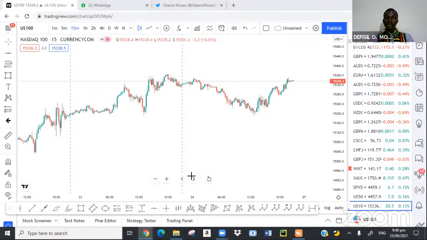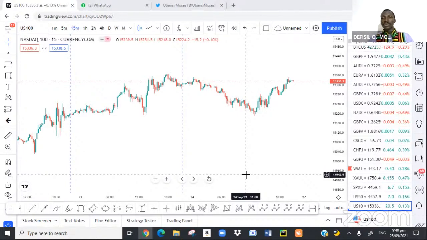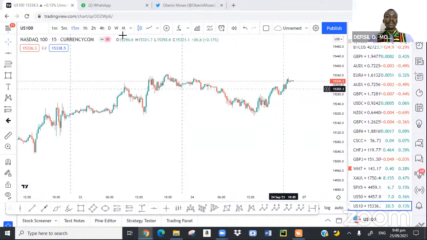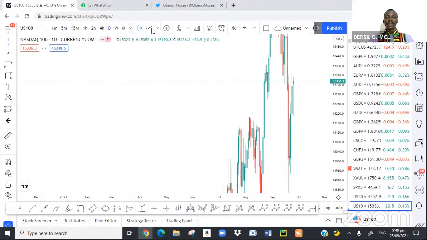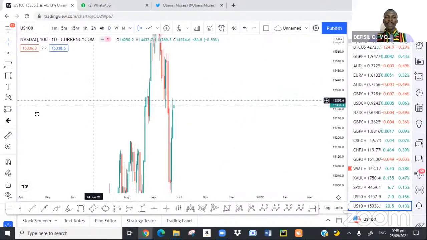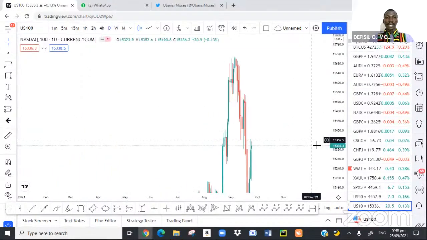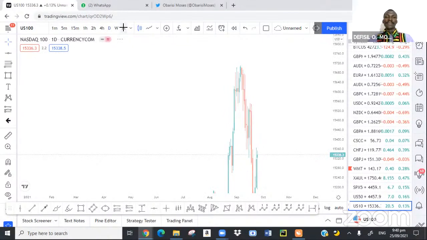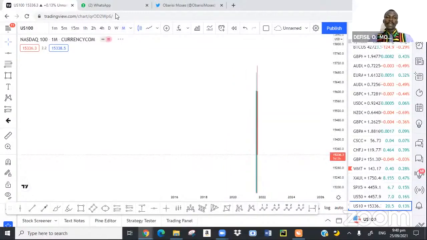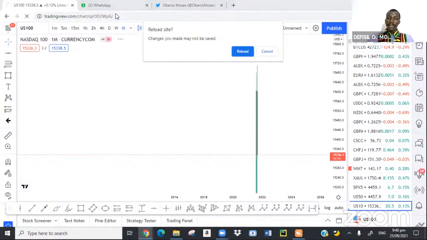All right, let's continue. This is a chart of NAS 100, popularly known as NASDAQ, US 100, whatsoever. So let's go over to the daily time frame. Now, if you have been a trader for quite some time, let's look at what this market holds. Let's look at the monthly time frame first and see what's happening over there.